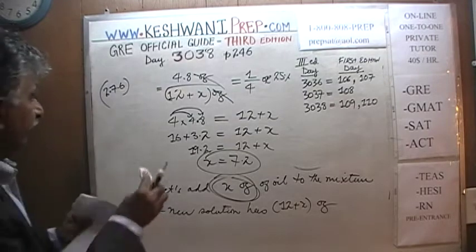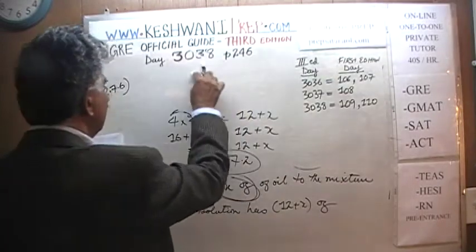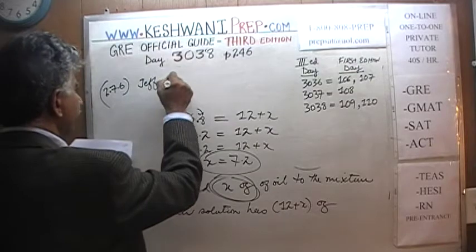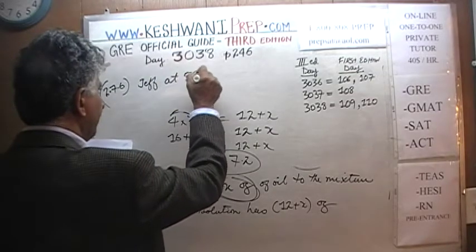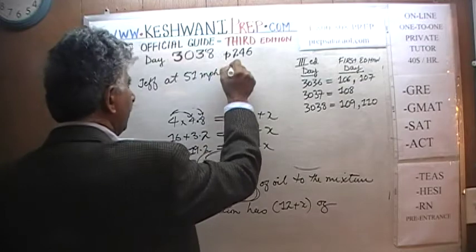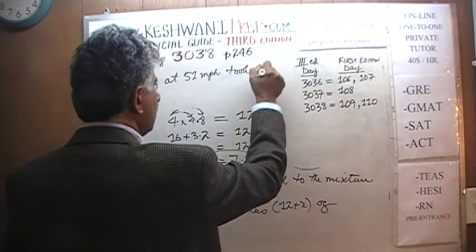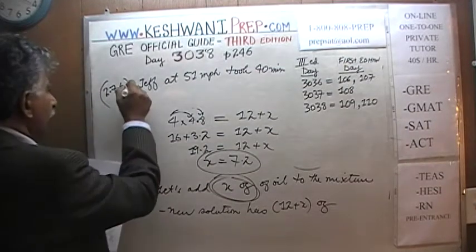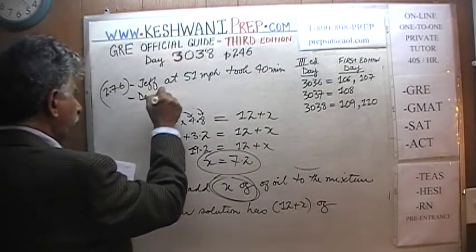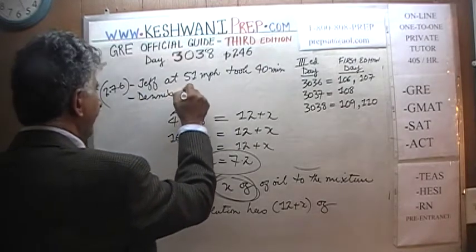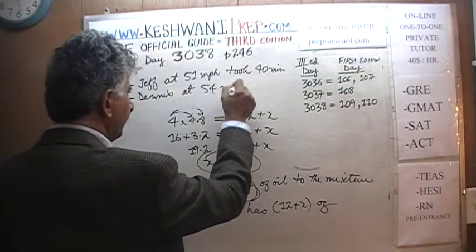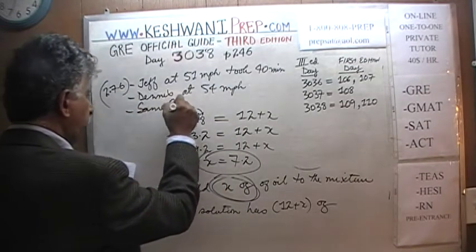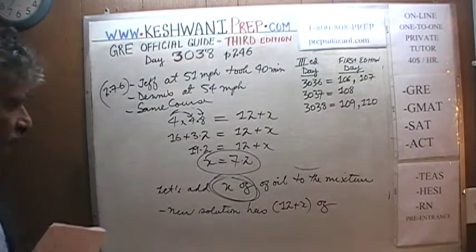Problem 2.7.6. We have two people. We have Jeff, and we are told that Jeff is driving at 51 miles per hour, and it took him 40 minutes to get to where he wanted to go. We have another person by the name of Dennis, and Dennis, we are told, is going at 54 miles per hour. He's going to travel the same course, the same distance.